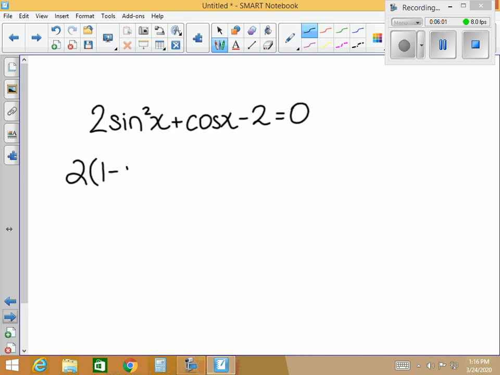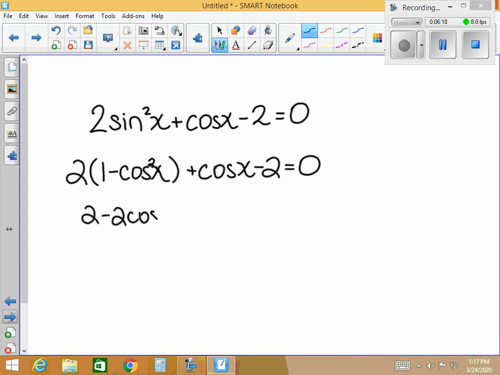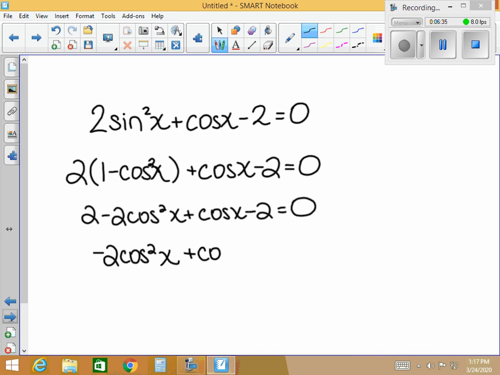Sine squared of an angle is 1 minus cosine squared of that angle. So 1 minus cosine squared x. Okay, so I can distribute the 2 to both terms. Then I can combine my like terms. And then I say, oh, this is really just a quadratic equation, quadratic-like equation. I'm kind of sloppy in my verbiage there. But I have minus 2 cosine squared x plus cosine x.